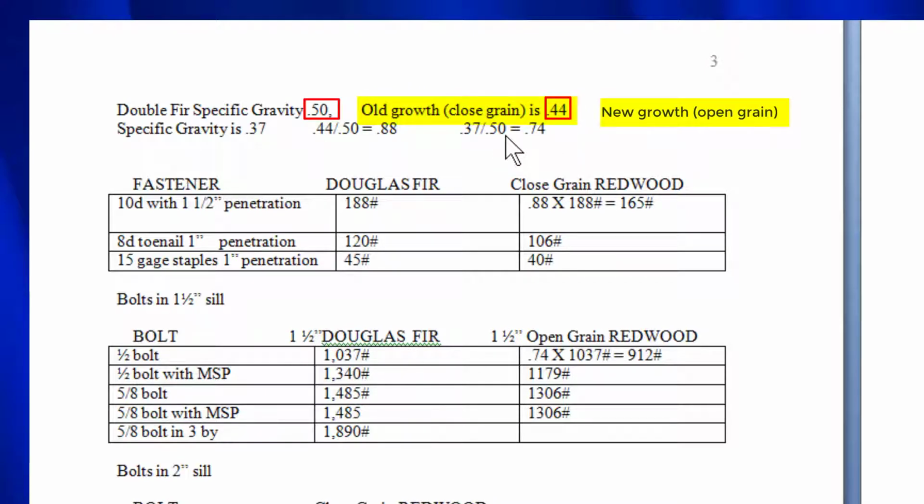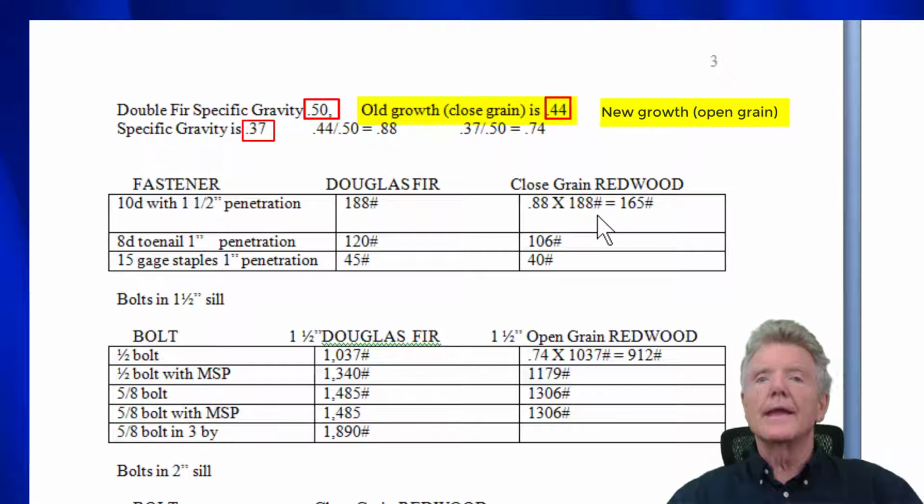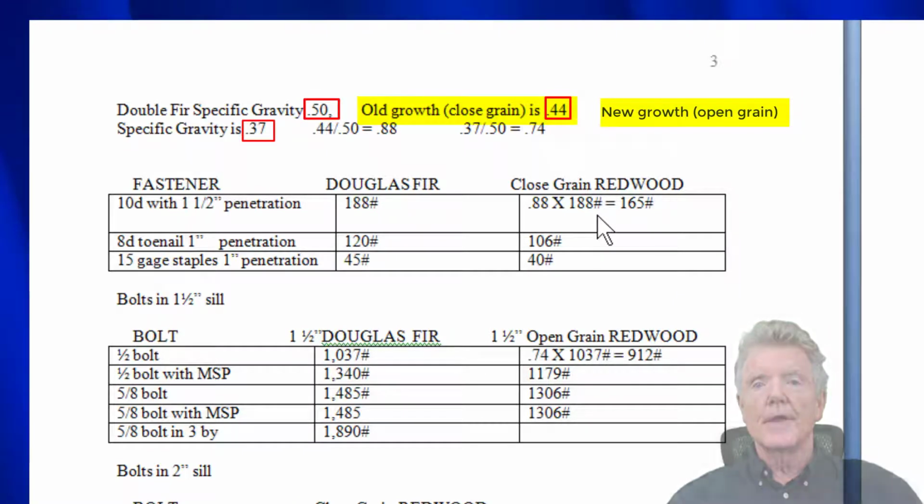So let's see how this works in practice. We have a 10 penny nail, 1.5 inch penetration. In Douglas fir, it provides 188 pounds of earthquake resistance. We're going into redwood now, so we use our redwood multiplier, which is right here. We multiply 0.88 into 188 pounds, and we get 165 pounds. And so what that means is that nail can actually resist 165 pounds when it goes into old growth redwood. So all things being the same, just change one of the pieces of wood to old growth redwood, and you have a new value.